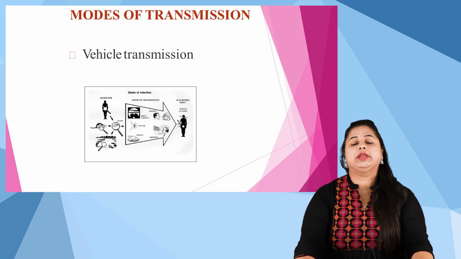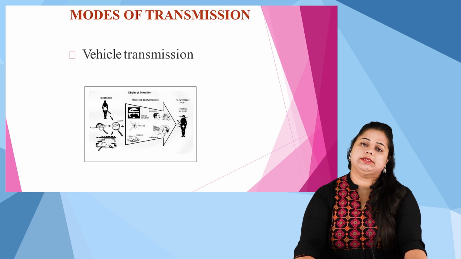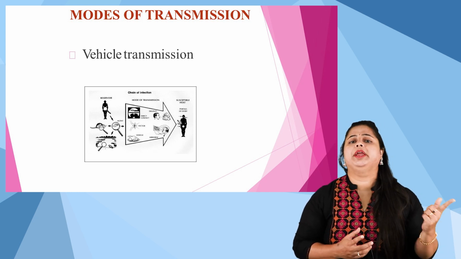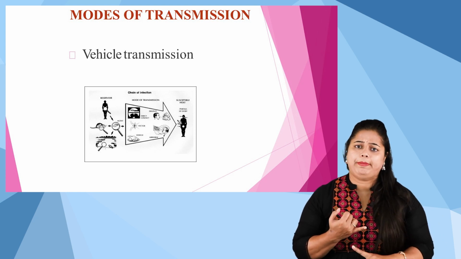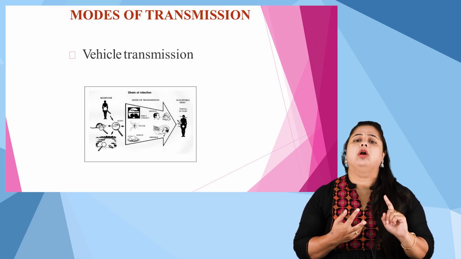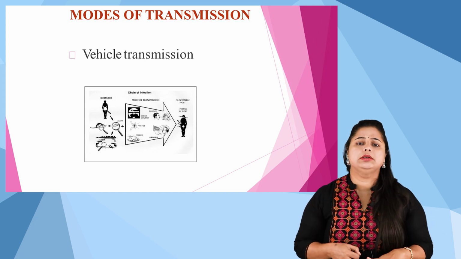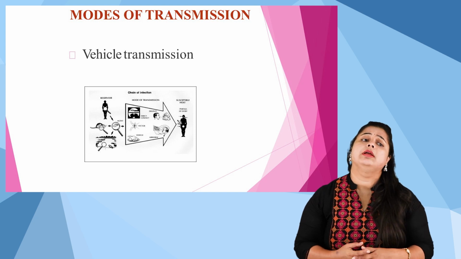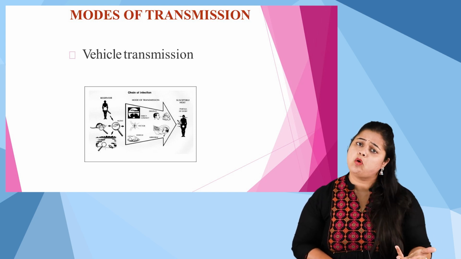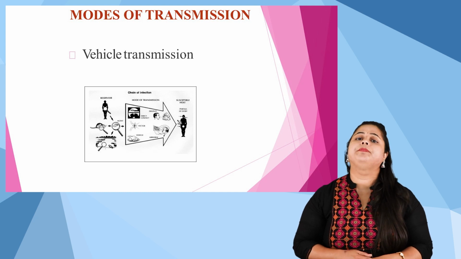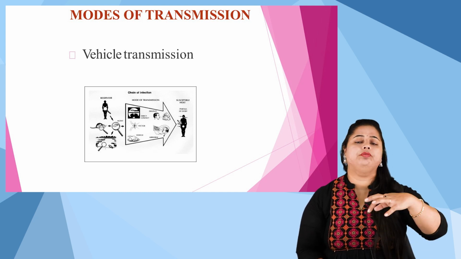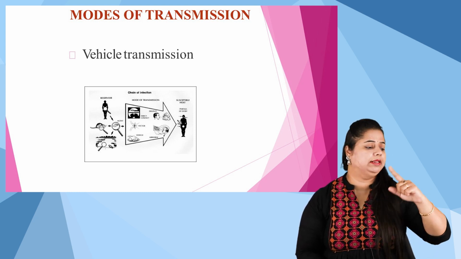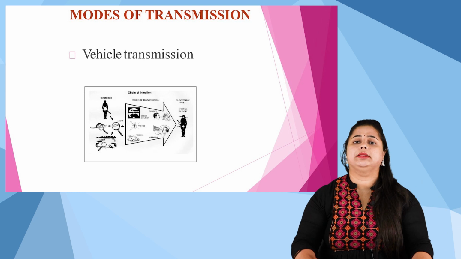One more transmission is vehicle transmission. That means maybe the non-living things are spreading infection. Maybe your bedpans or the bed sheet or the coat of healthcare workers or the family members who come in contact with the infectious person at home. All that can cause vehicle transmission. That means any object, non-living thing which carries the infection from one place to another place.